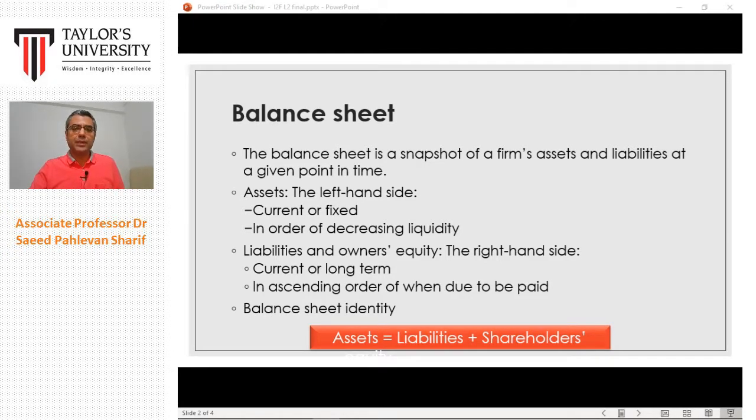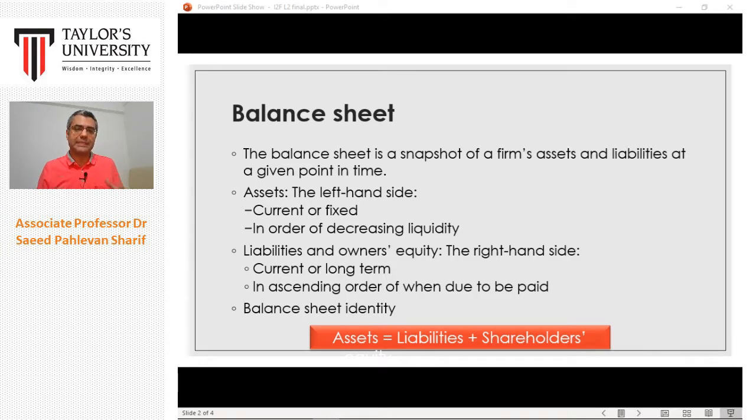And then assets can be tangible or intangible. For example, a truck, building, or computer are all tangible assets. You can see them, you can touch them. But we can have intangible assets as well, like the trademark of a company.